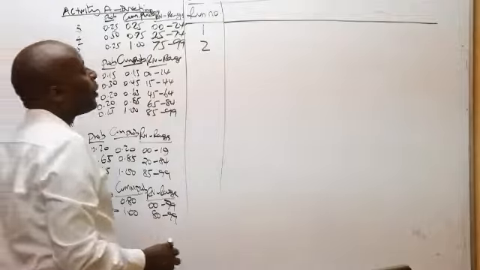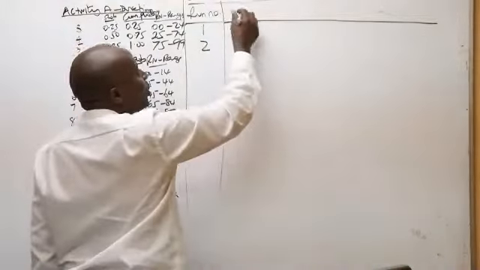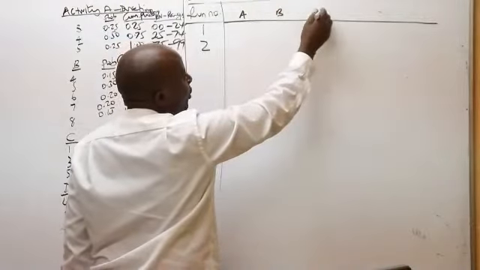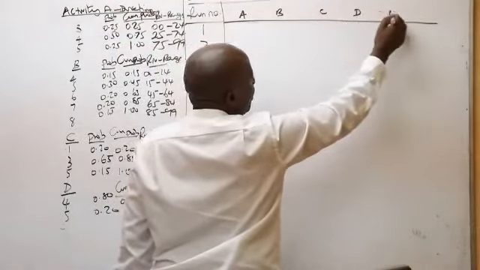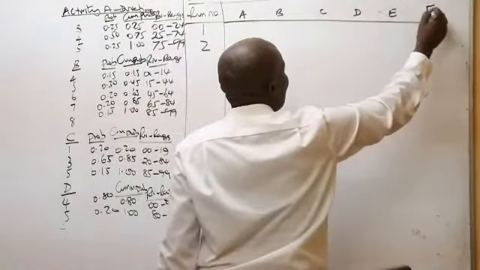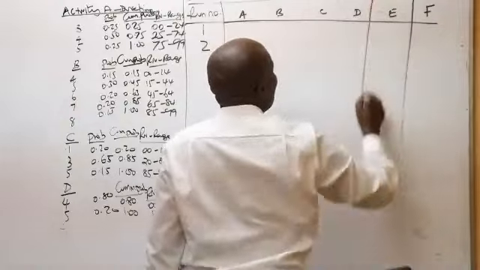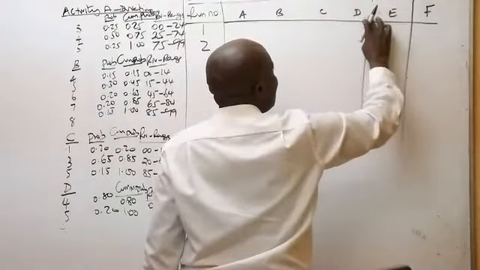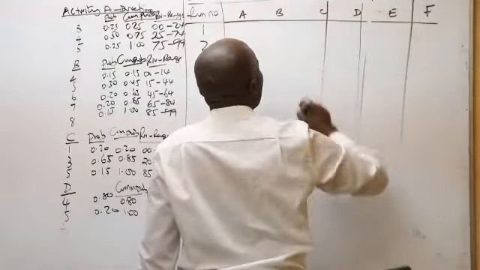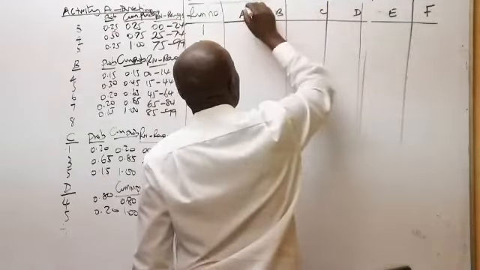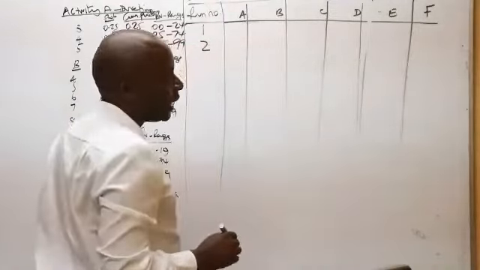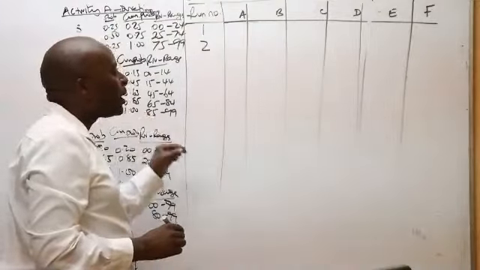So what they would want me to estimate, ladies and gentlemen, is the durations of the activities. So we have the duration of A, duration of B, duration of C, duration of D, duration of E. Then we have duration of F. That is what they want me to do. Estimate the durations of the activities. But how do we estimate the duration of the activities?